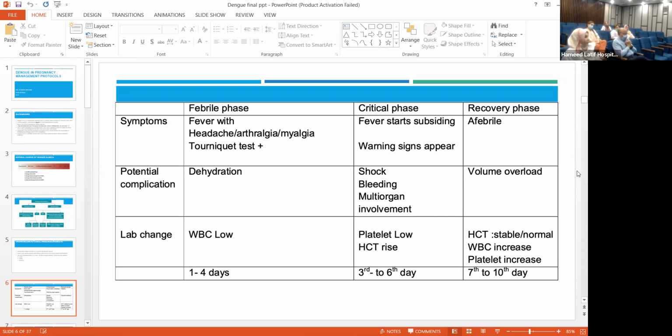Platelet count is low and hematocrit rises. Even though the platelet count is low, the hematocrit is still rising because there is plasma leaking, and this occurs from day 3 to day 6. In the recovery phase, the patient is also afebrile, and there can be volume overload because of the interventions we take, which will be discussed further. The hematocrit starts stabilizing, the WBC count increases, and platelets increase as well.